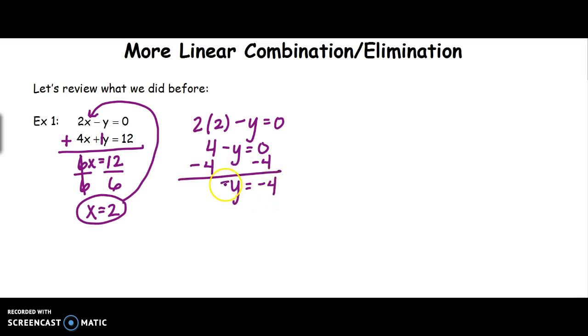Now this negative y, you can't have the negative, so we have to divide by a negative 1. And what happens is those negatives will cancel out on both sides, so y is 4. So remember, we always write our answer as an ordered pair. X comes first, then y, and that is your answer. So that's what we did yesterday.